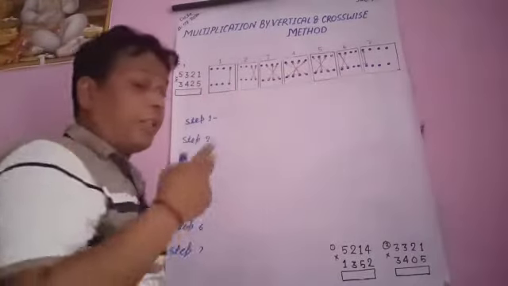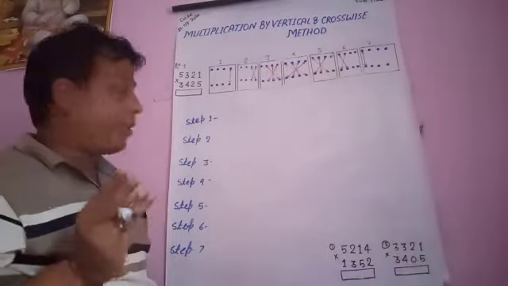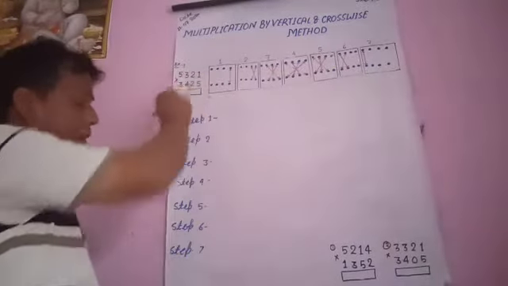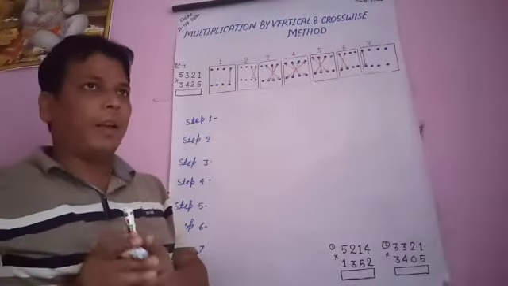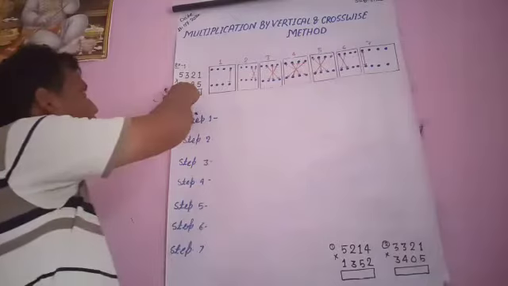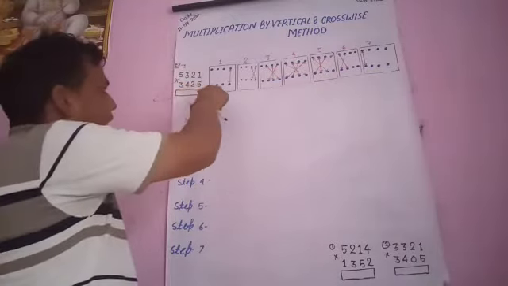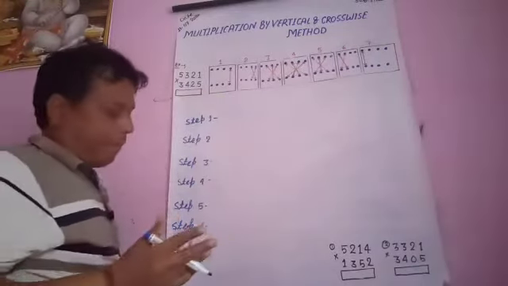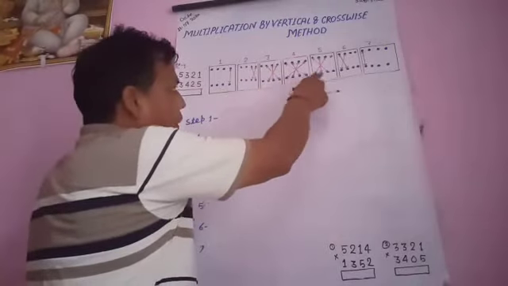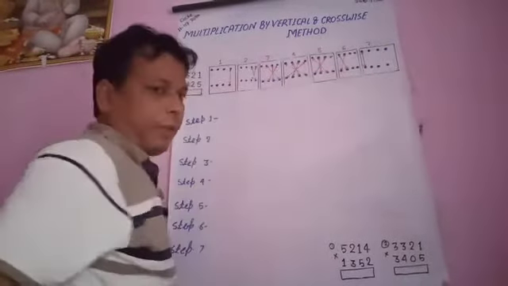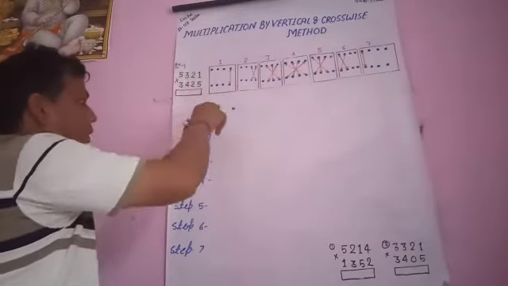In previous classes, the 2 digit vertical crosswise method took 3 steps, the 3 digit took 5 steps, and this is 4 digit multiplication, which shows 7 steps. First step, second, third, fourth, fifth, sixth and seventh. This is the 7 steps in which this question is solved.